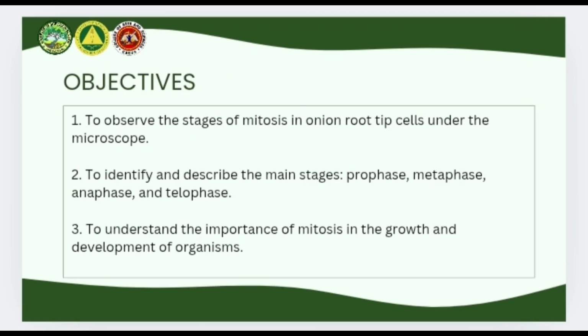So in this lab experiment, our objectives were to observe the stages of mitosis in onion root tip cells under the microscope, to identify and describe the main stages, which are prophase, metaphase, anaphase, and telophase, and lastly, to understand the importance of mitosis in the growth and development of organisms.